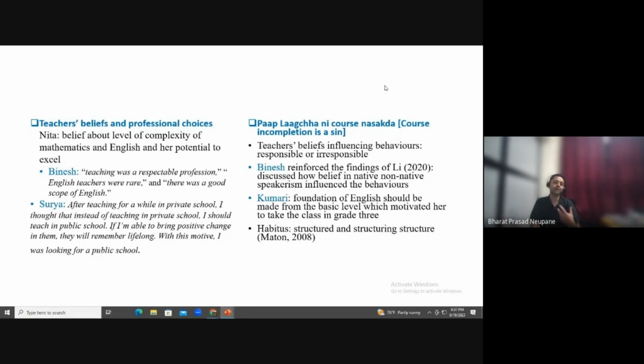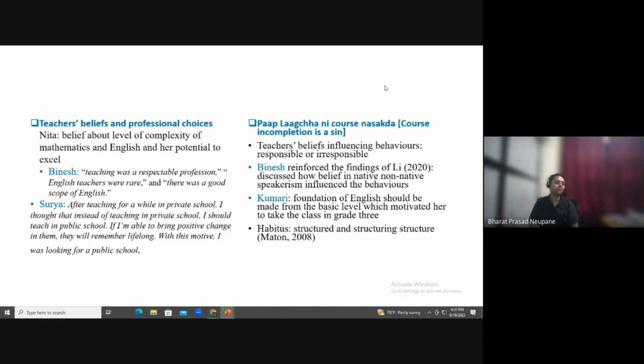So, she had a kind of belief that mathematics is a complex subject. And she also believed that she could excel if she chose English in higher studies. So her initial belief about the complexity of mathematics and that she could excel in English influenced her choice of subject in higher studies and later on her career as an English teacher. So belief has influenced the professional choices, right?